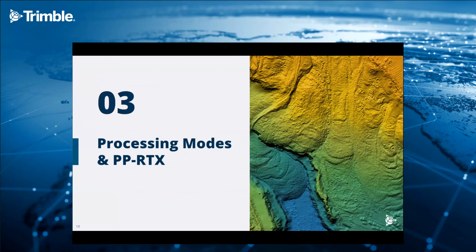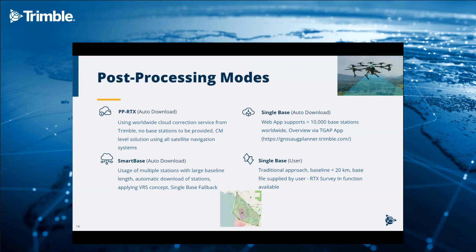So let's get to the processing modes. As I said before, the most exciting processing mode is PP-RTX. It stands for post-processed RTX. I'll have some more slides in a couple of minutes for that. It basically is a worldwide cloud correction service from Trimble, where you don't need to provide any base stations. And those corrections are used automatically, and you'll get a centimeter level solution using all of the satellite navigation system data that you bring with the kinematic RINEX file.